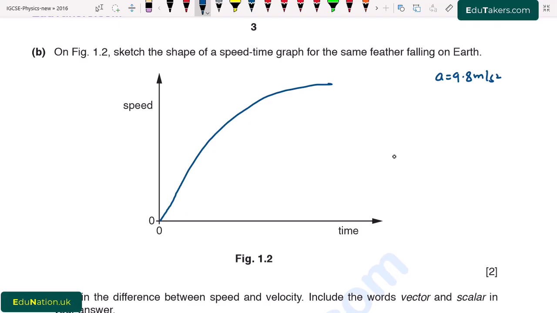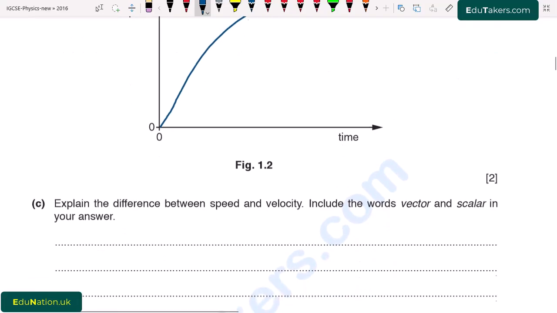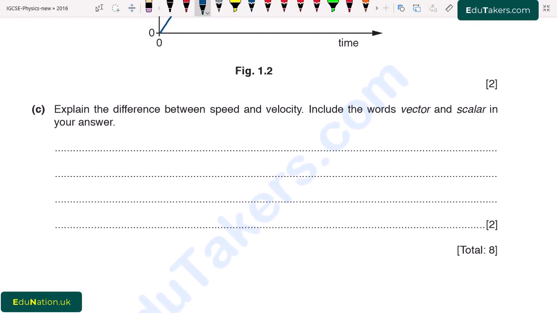So this graph will be like this. Next part C. Explain the difference between the speed and velocity. Include the words vector and scalar in your answer. So, vector is a quantity which has both magnitude and direction, while the scalar has only magnitude.